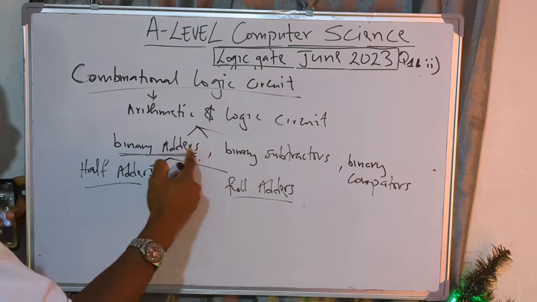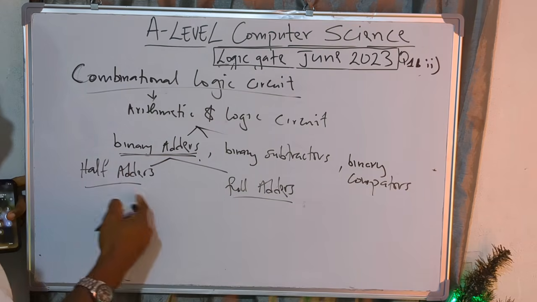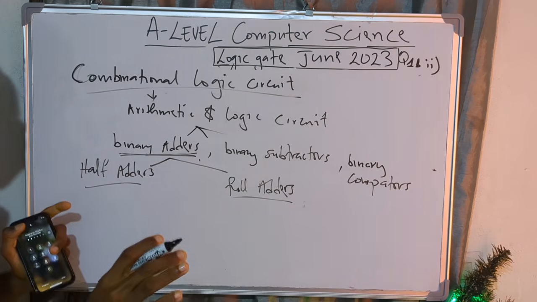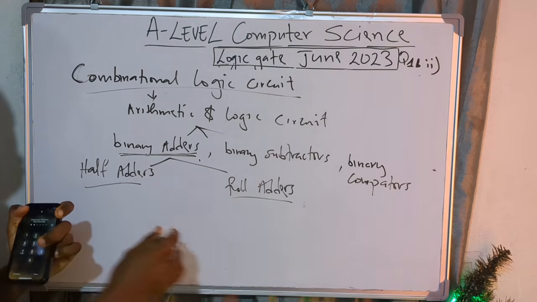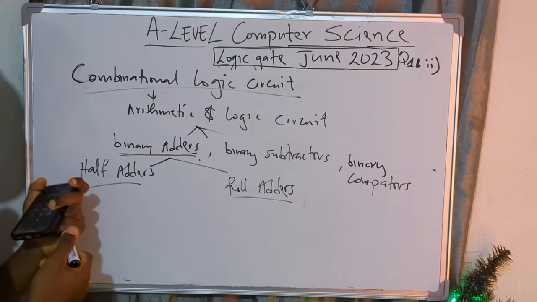A half adder is a binary adder. Someone can also start by saying that a half adder is a combinational logic circuit. There's no problem, it's still correct. Or you say a half adder is an arithmetic circuit. There's no problem, so let us continue.